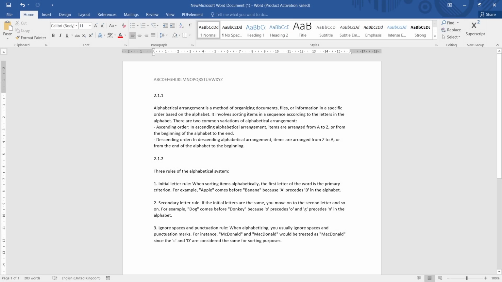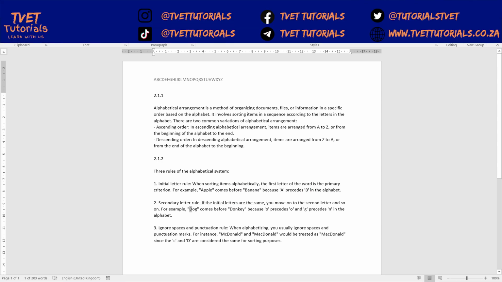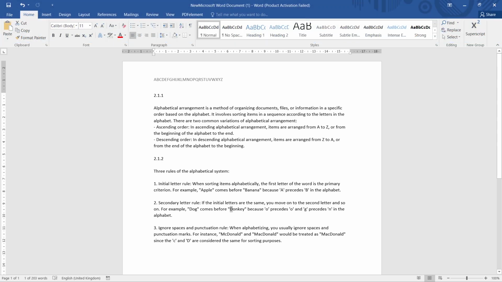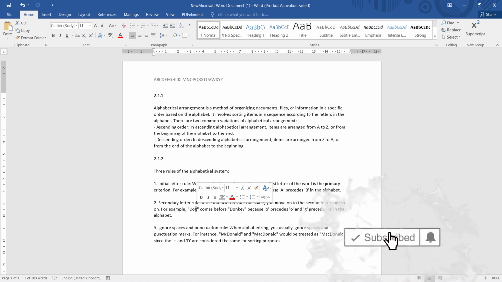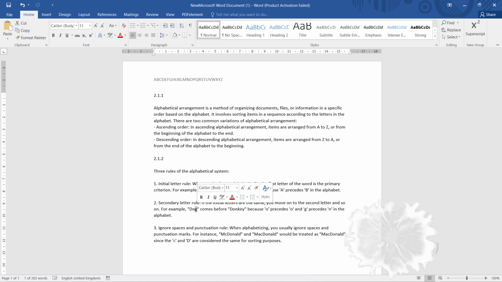What this simply means is that we have dog and donkey on our list. Now, if we look at the first letter, it is a D on both words, right? So in order for us to determine which word should come first, we need to move on to the second letter, right? On our first word, we have O as the second letter, which is actually the same for the second word. So we now have to move on to the next letter, and so forth, until we are able to determine which is the first word and which is the last word.